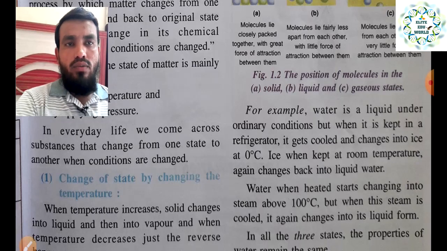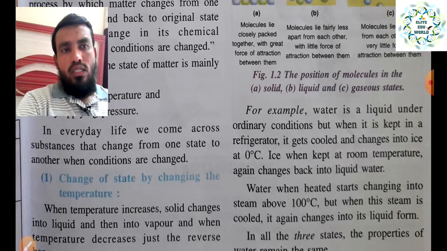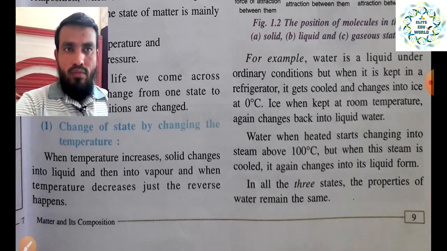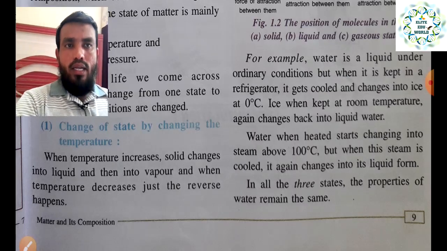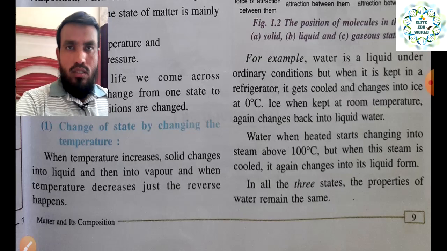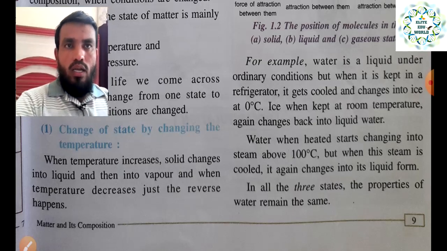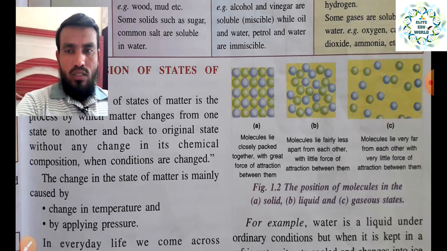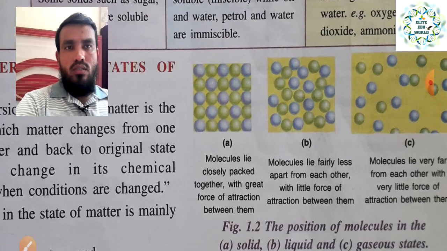So ice when kept at room temperature changes back to liquid water, or water when heated starts changing into steam above 100 degrees centigrade, and when we cool the steam, again it changes into liquid. So this is the cycle: in the form of water, it can change into all the states, from one state to another, right.